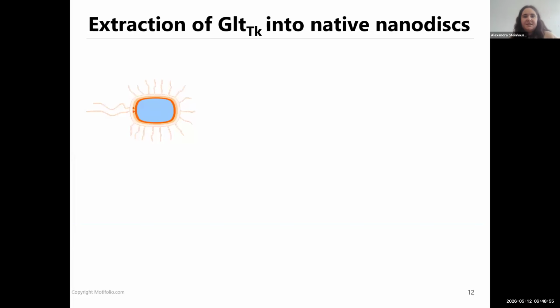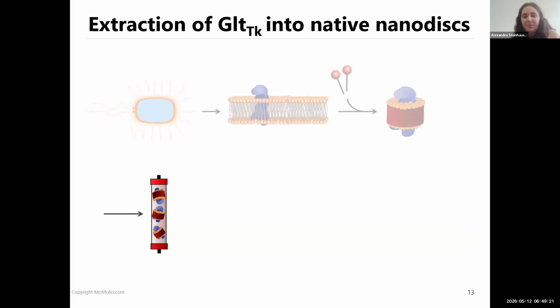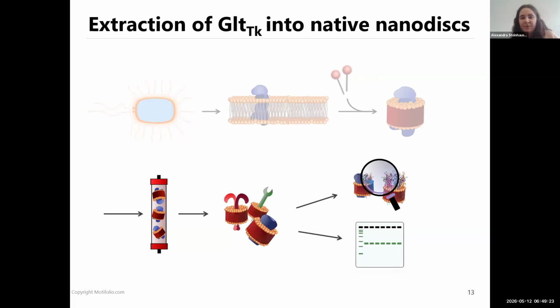So how does this extraction with native nanodiscs work? Very briefly, for GLTTK, we start with E. coli, break the cells, prepare the membrane vesicles, and then we add DDDG and incubate overnight. DDDG starts to gently extract the membrane proteins together with the native lipids. The next day, we run an ultracentrifugation and then run a column to get the protein. Then we can investigate the protein and run a gel. That's what we usually do to check if everything is in place.